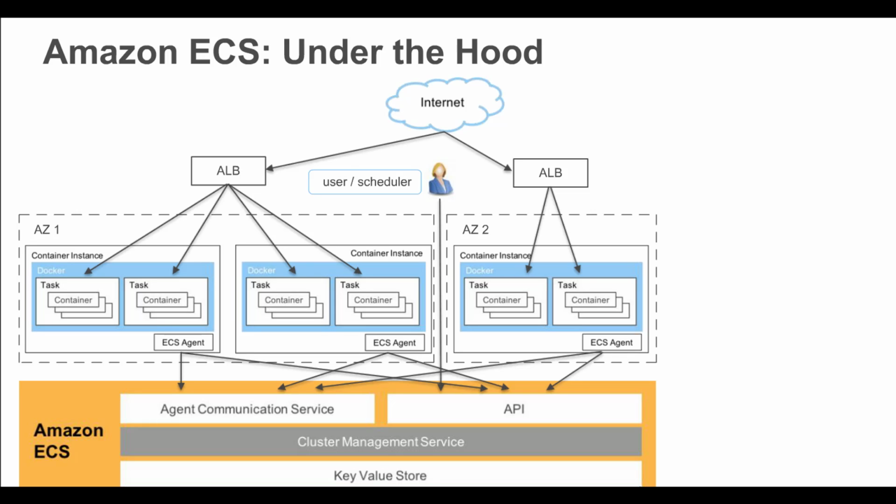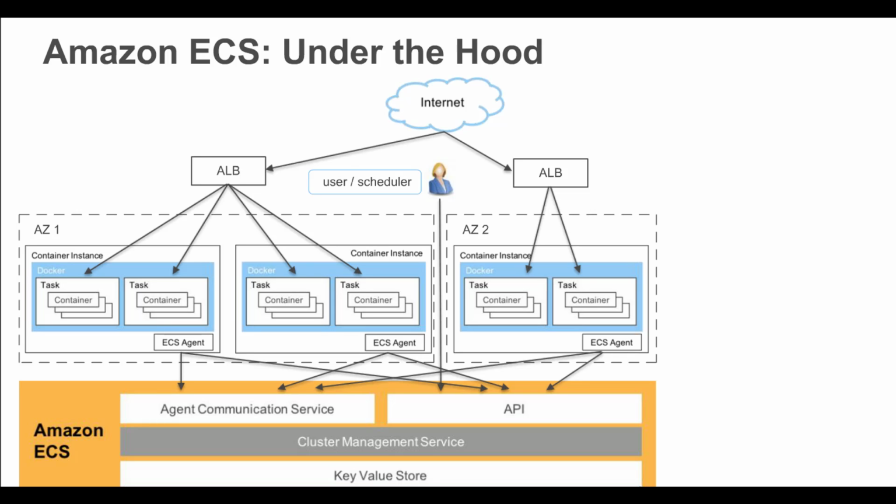So given those examples of ECS and how ECS is being used, let's dive deep into some of the constructs of ECS. The most basic unit of work in ECS is called a task. A task is a group of containers. The abstraction on top of a task is a service, which is a load balancing service, and that can sit behind an application load balancer, which is a layer 7 load balancing tool.